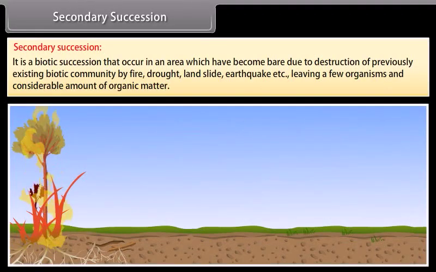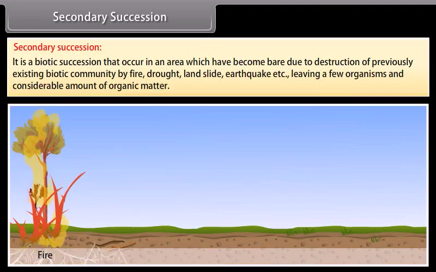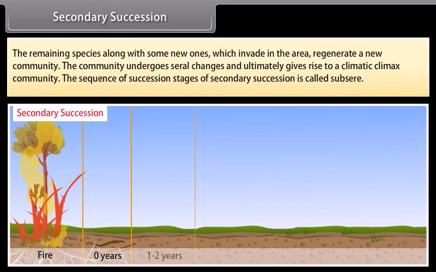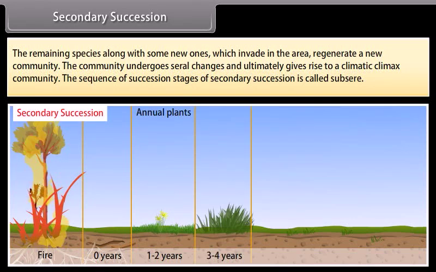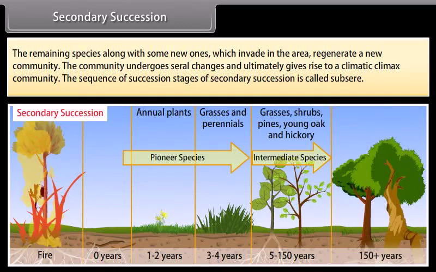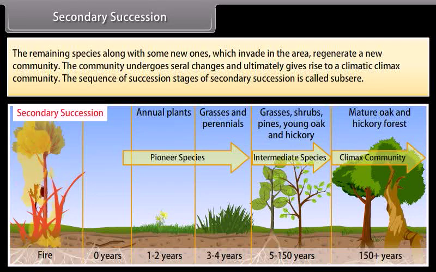Secondary succession. It is a biotic succession that occurs in an area which has become bare due to destruction of a previously existing biotic community by fire, drought, landslide, earthquake, etc., leaving a few organisms and a considerable amount of organic matter. The remaining species, along with some new ones which invade the area, regenerate a new community. The community undergoes several changes and ultimately gives rise to a climatic climax community. The sequence of succession stages of secondary succession is called subsere.